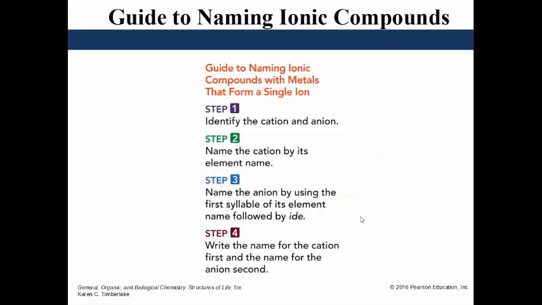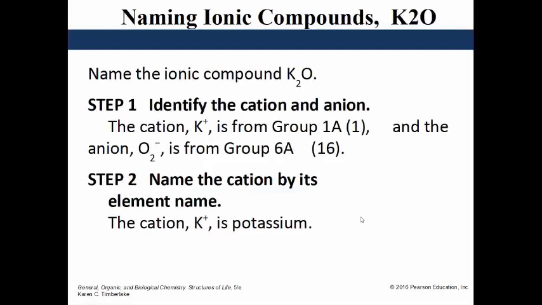Here is a step-by-step process on how to name ionic compounds. You need to identify the cation and anion. The cation is the positively charged element, so that would be the metal. So identify which is the metal and which is the nonmetal, or which is positive and which is negative. Name the cation or the metal by the element's name, and then for the anion, or the negatively charged portion of the compound, you drop its ending and add the suffix "ide." And form those together. The metal, or the positive part, goes first, and the negative or nonmetal part goes second. Here's another example.